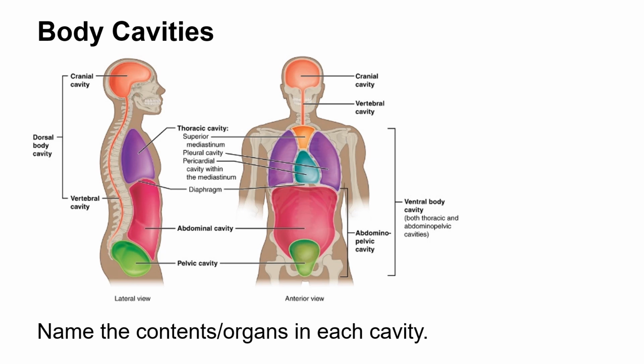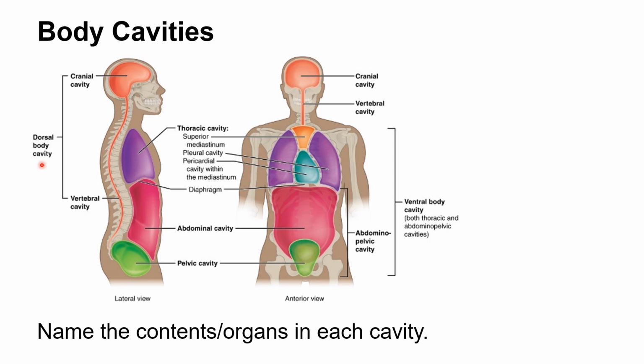Body cavities are spaces or chambers in the body that are occupied by organs. There's two primary cavities in the body, the dorsal cavity, which we see in this orange color here, and the ventral cavity, which we see in these three other colors, that is further anterior or ventral.